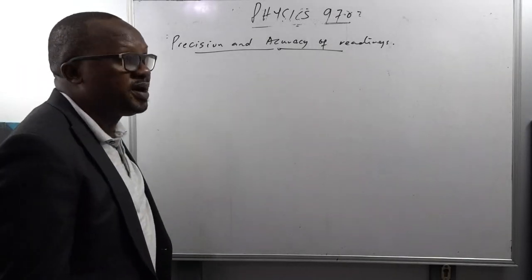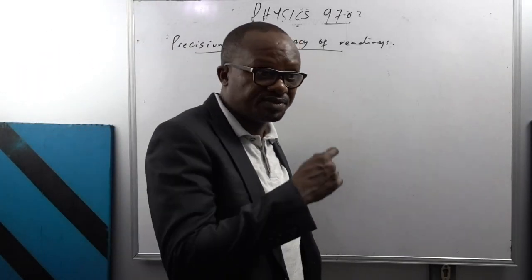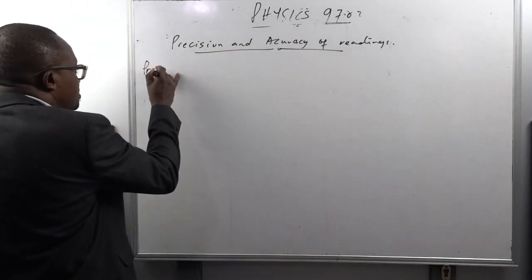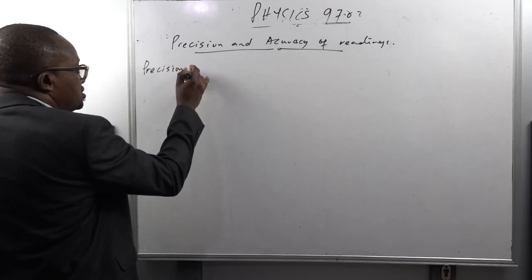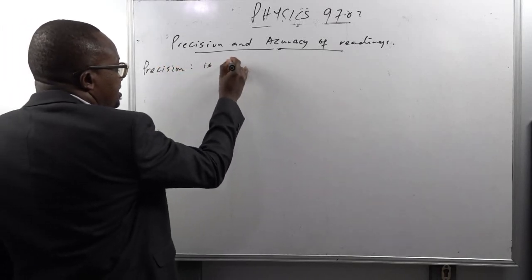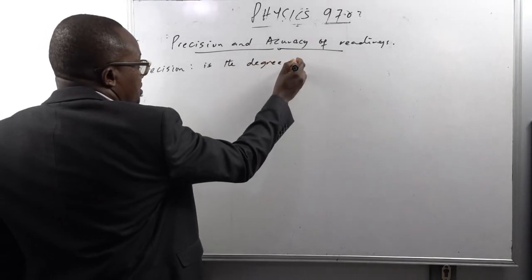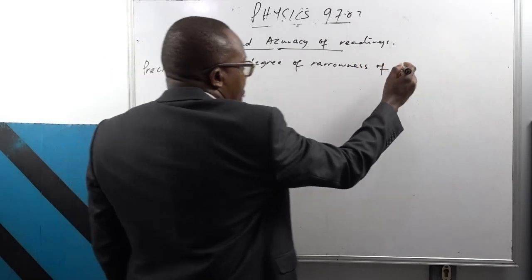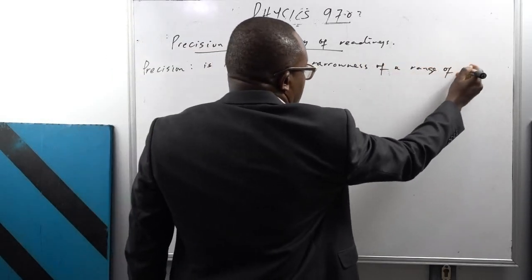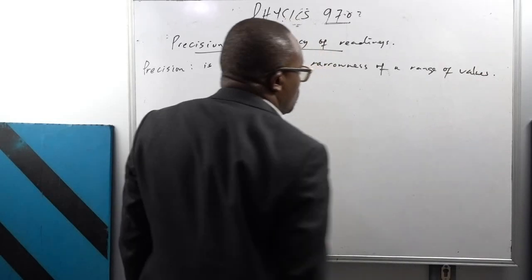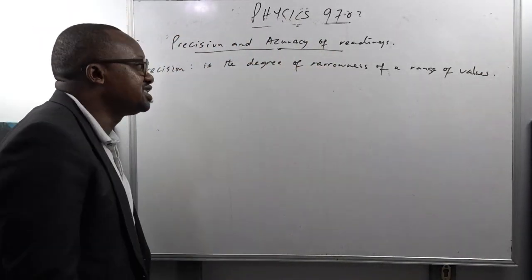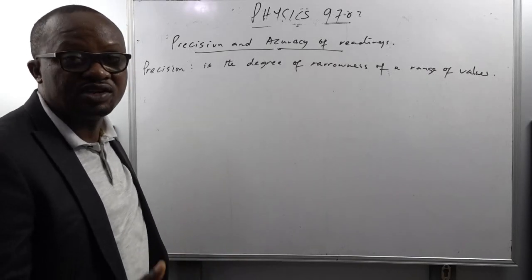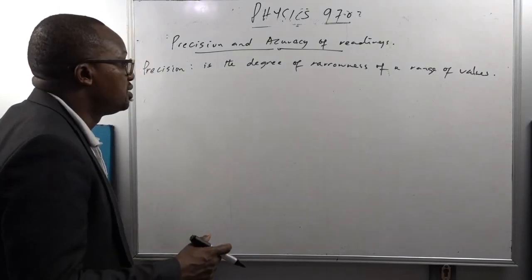What do we mean by precision of a reading? For a set of values, precision is the degree of narrowness of a range of values. When we say a set of values are precise, it means that the range is narrow, meaning that the difference between the highest value and the lowest value is very, very small.